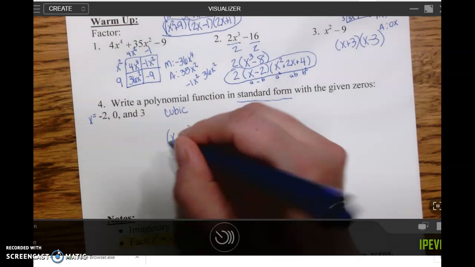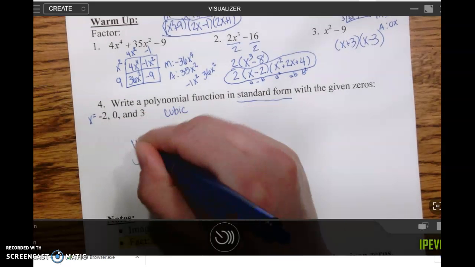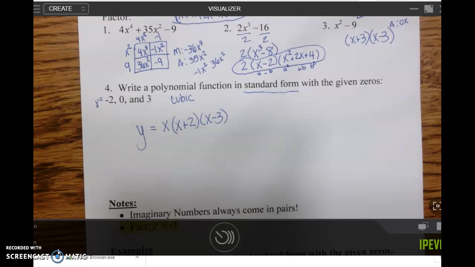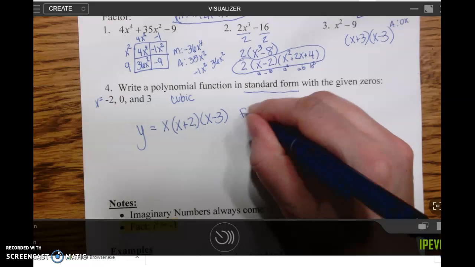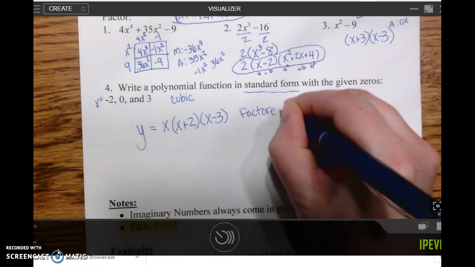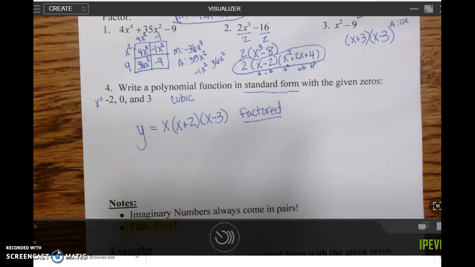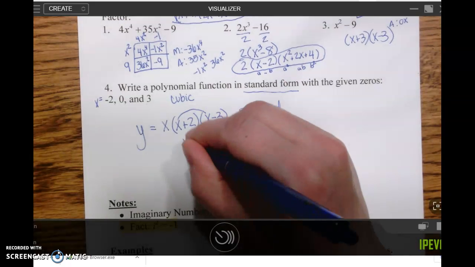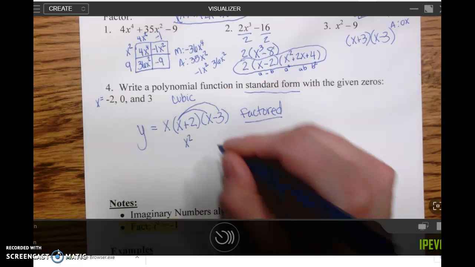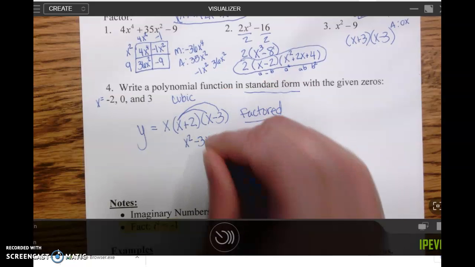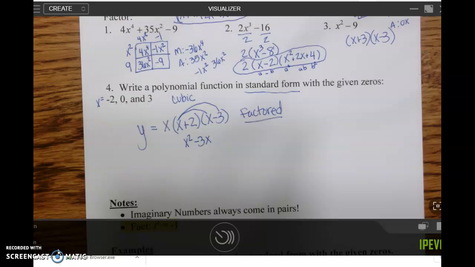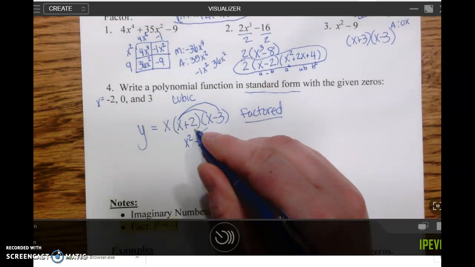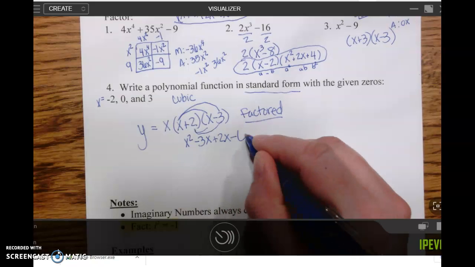And then remember, anytime you just have 0, that's a GCF. And so you can say f of x equals or y equals. This is your polynomial in factored form. But we need to get to standard form, so we need to multiply. So I'm going to take my first term times my first term. That gives me x squared. X times a negative 3 is a negative 3x. And I'm going to distribute the 2 through, so 2 times x is a positive 2x. And 2 times a negative 3 is a negative 6.